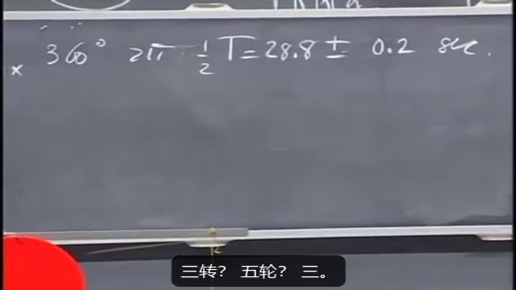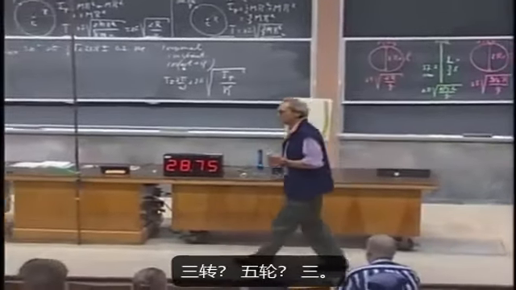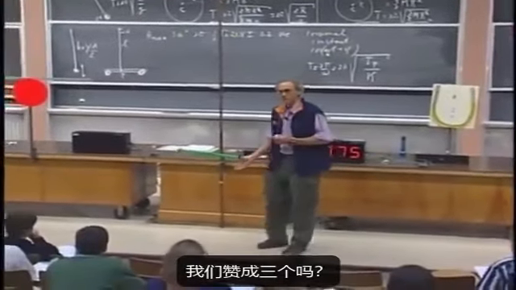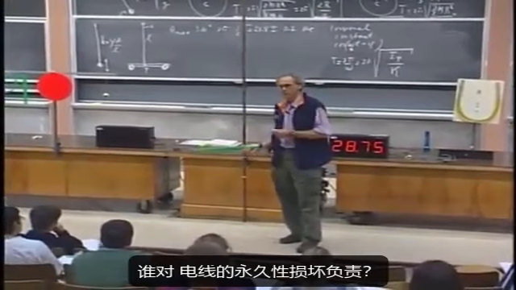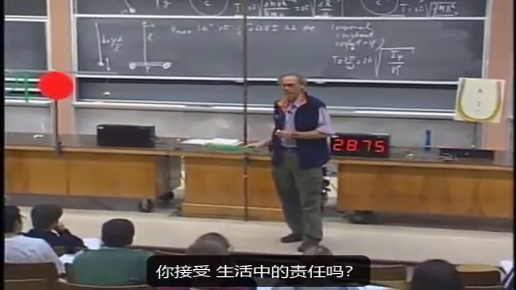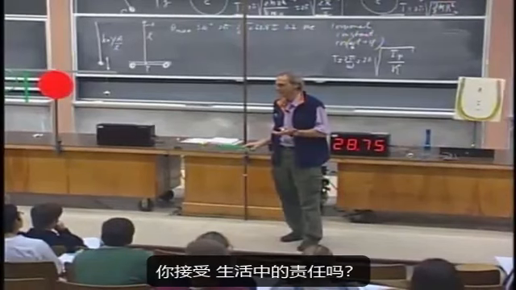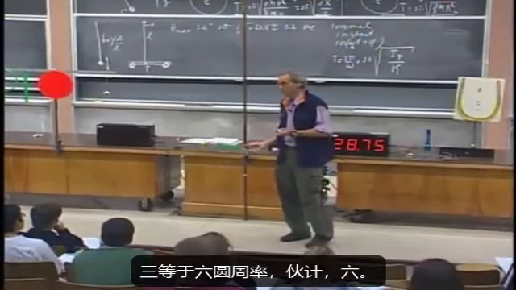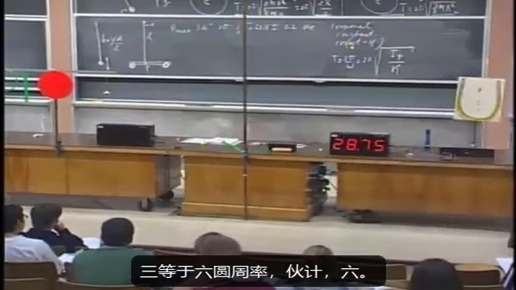What are we going to do now? 3 rotations? 5 rotations? 3. Are we in favor of 3? Who is responsible for permanent damage to the wire? You accept responsibility in life? 3 is a lot. 3 is 6 pi, man.